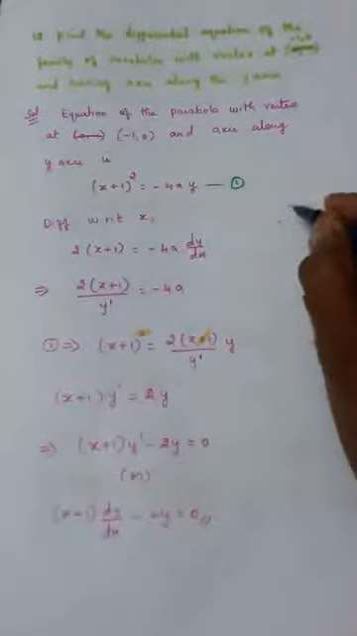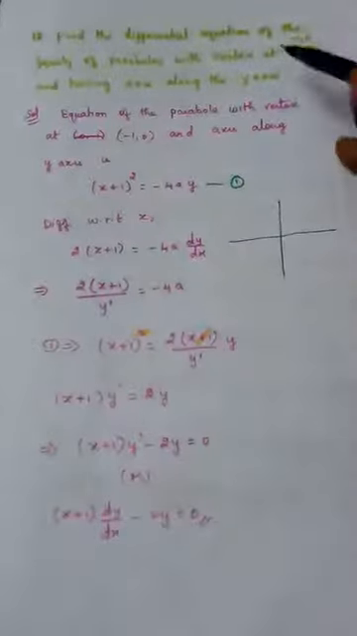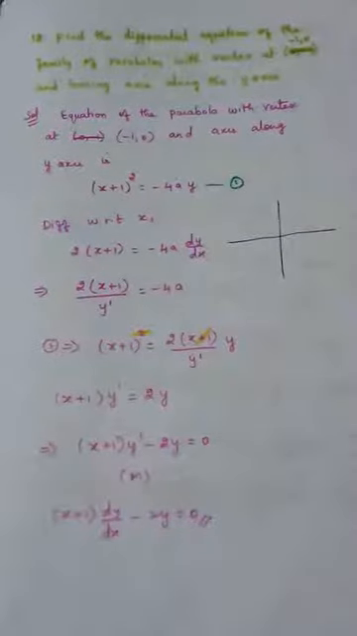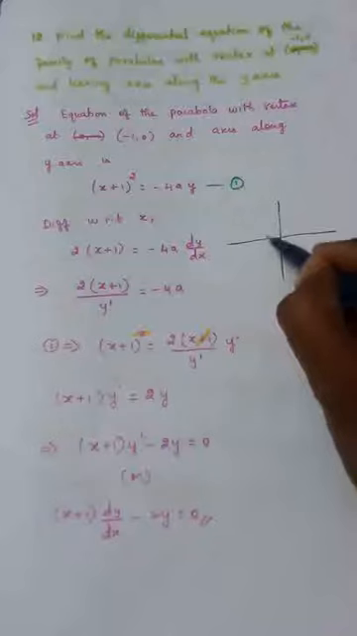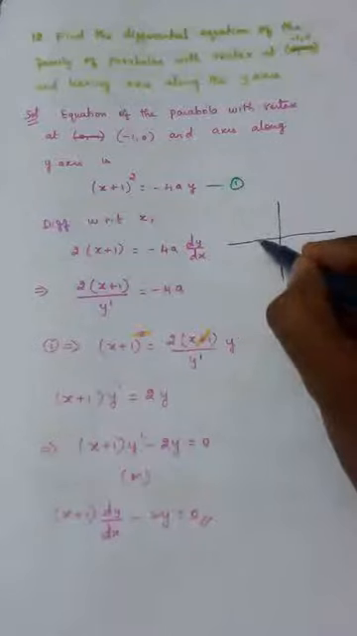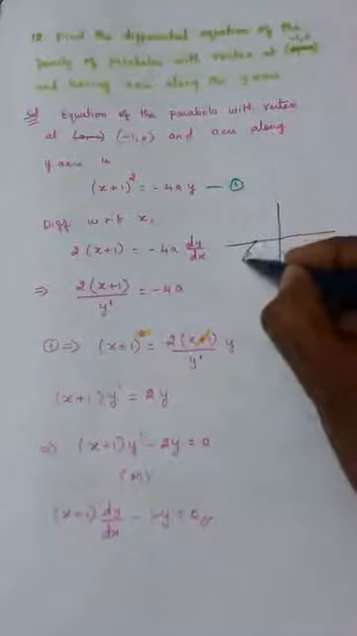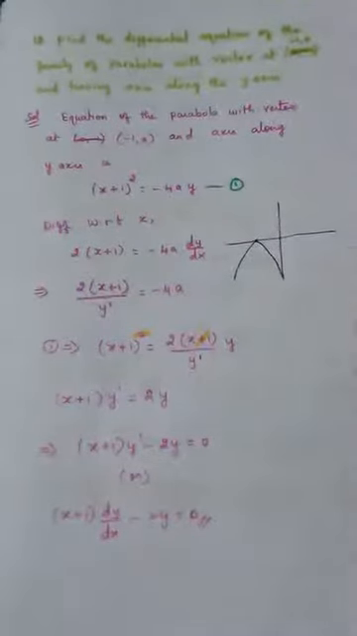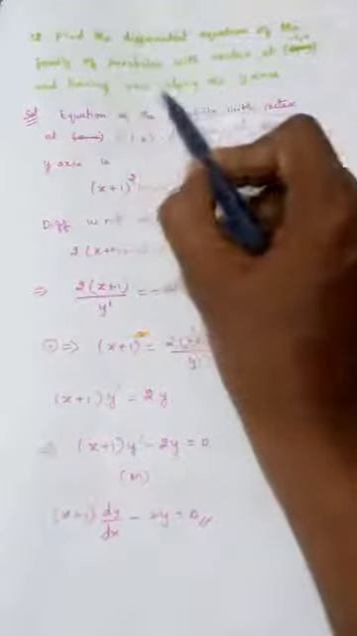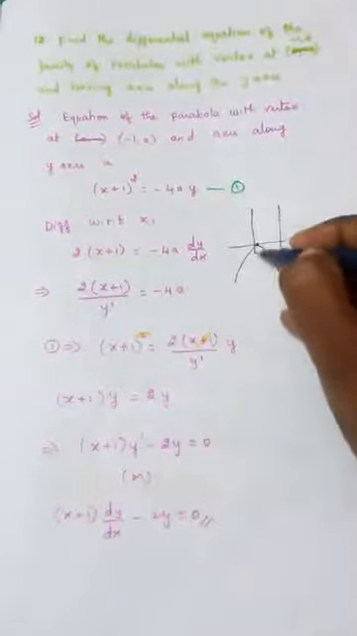For example, suppose I am drawing the diagram like this: this is the y-axis and this is the x-axis. The vertex is at the point (-1, 0), right? Therefore the x value will be here, (-1, 0). So the parabola will look like this. Since the axis is the y-axis, we will have a diagram like this, right?